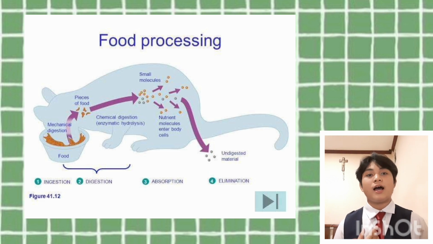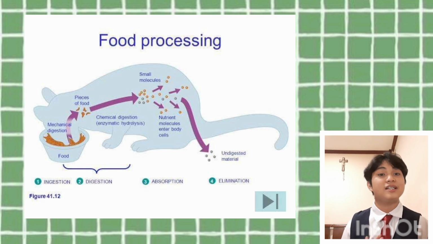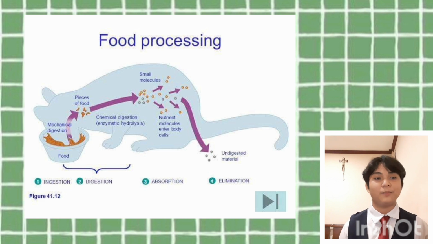Absorption. The simple molecules that result from chemical digestion pass through the cell membranes of the lining in the small intestine into the blood or lymph capillaries. This process is called absorption. Elimination is the fourth stage of food processing, the passage of undigested and/or unnecessary material out of the digestive tract and into the environment.